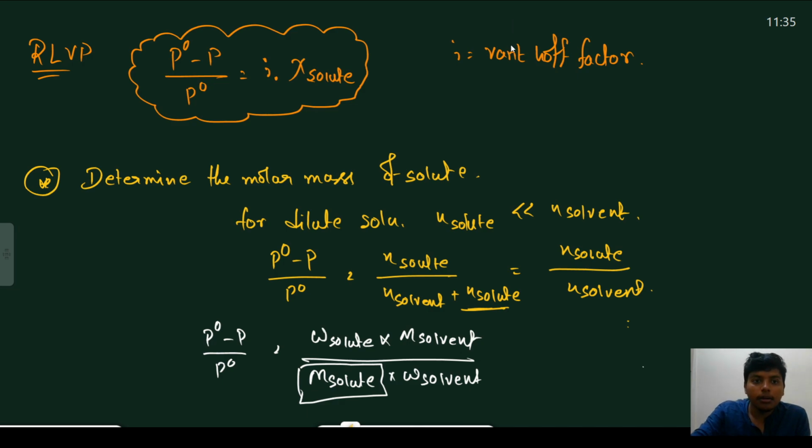So what is the formula? P naught minus P by P naught is equal to i into mole fraction of solute. What is i? i is the Van 't Hoff factor. I'll talk about this later on. Generally remember i equals 1 for a normal solution, a non-volatile solute. I'll give you the values also.